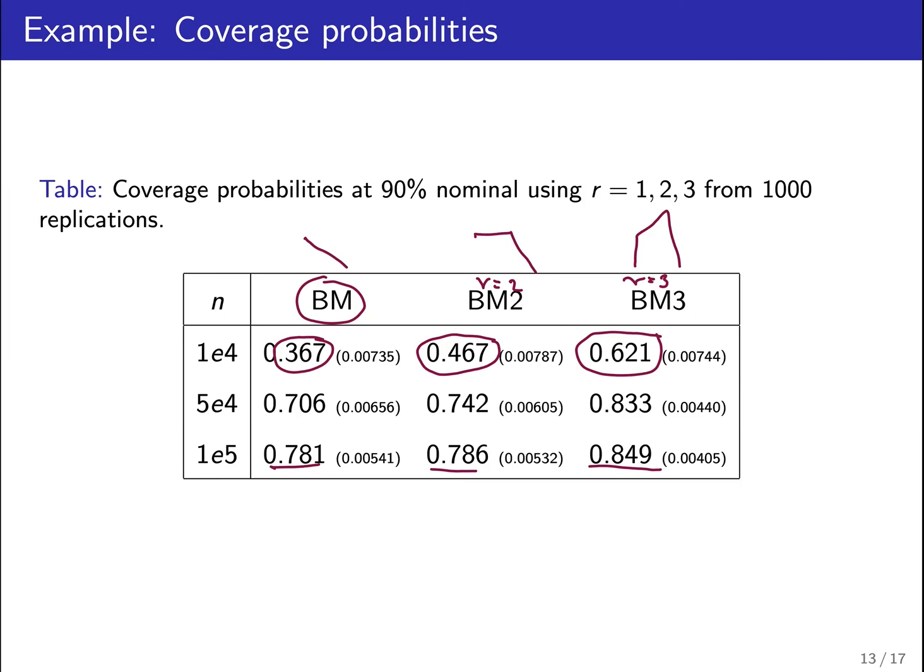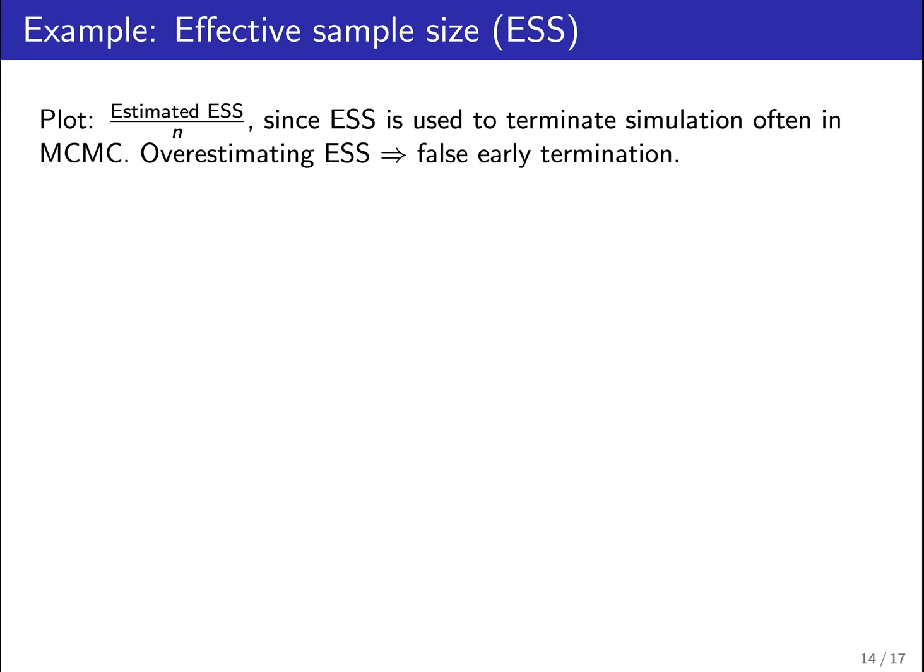Okay, and this has a big impact, particularly on when we terminate our MCMC simulation. So we'll see that in the next slide. One common way of terminating MCMC is using effective sample size. So our idea is to now plot estimated effective sample size divided by n. Since ESS is often used to terminate simulation, we want to see the evolution of effective sample size as n increases. If we overestimate ESS, then we will likely terminate simulation too early, or earlier than we'd be comfortable with. And so overestimating ESS leads to false early termination.